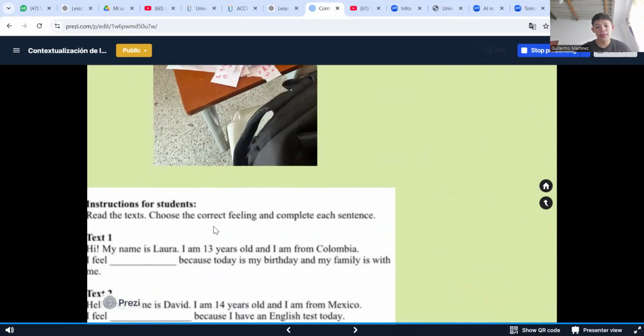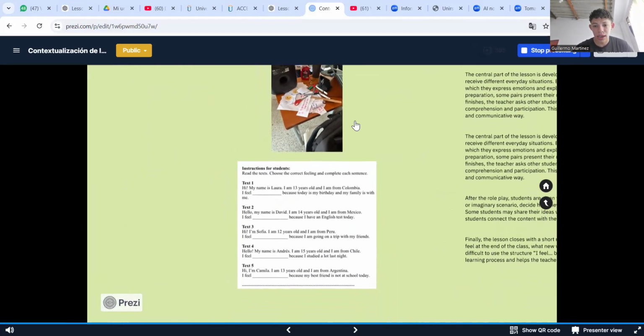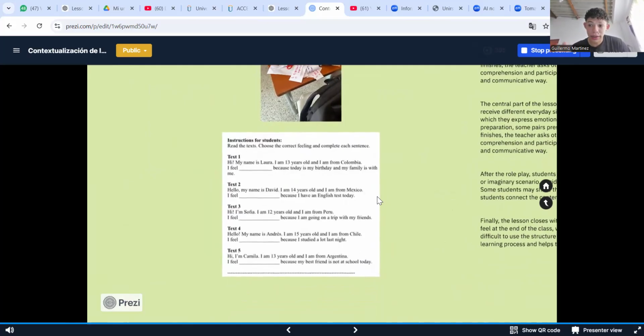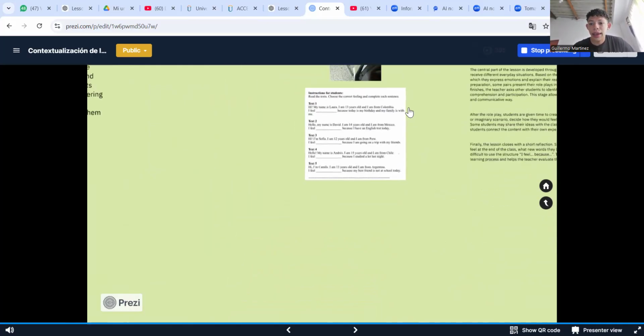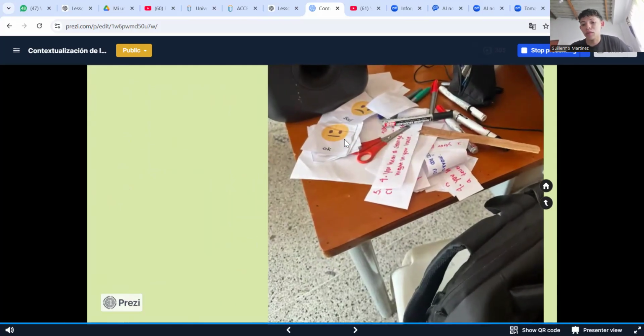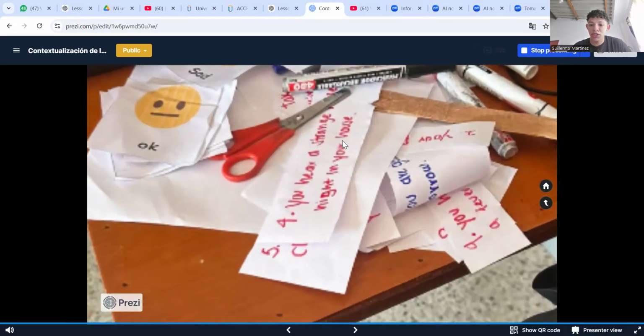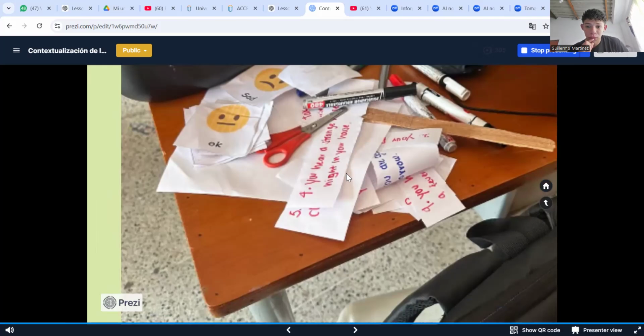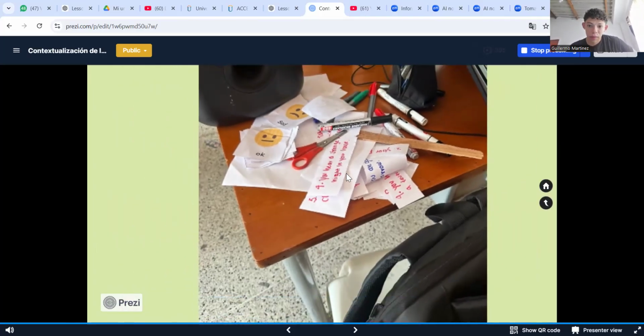Here we can see a photocopy that I have designed for the students. I did it in the classroom, but I forgot to take evidence of this. But I made it. Here we can see some flashcards that help the students to identify emotions and feelings. And here are some situations that I have written, and they have to make a dialogue using this situation and this paper.